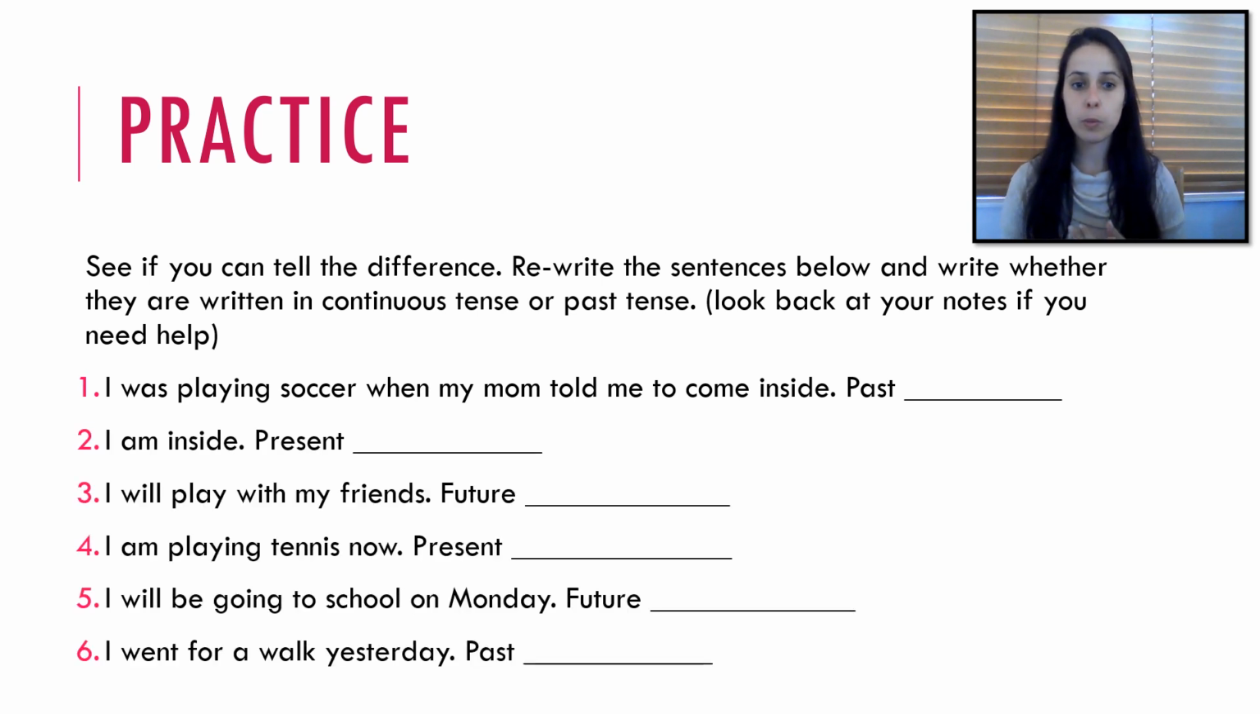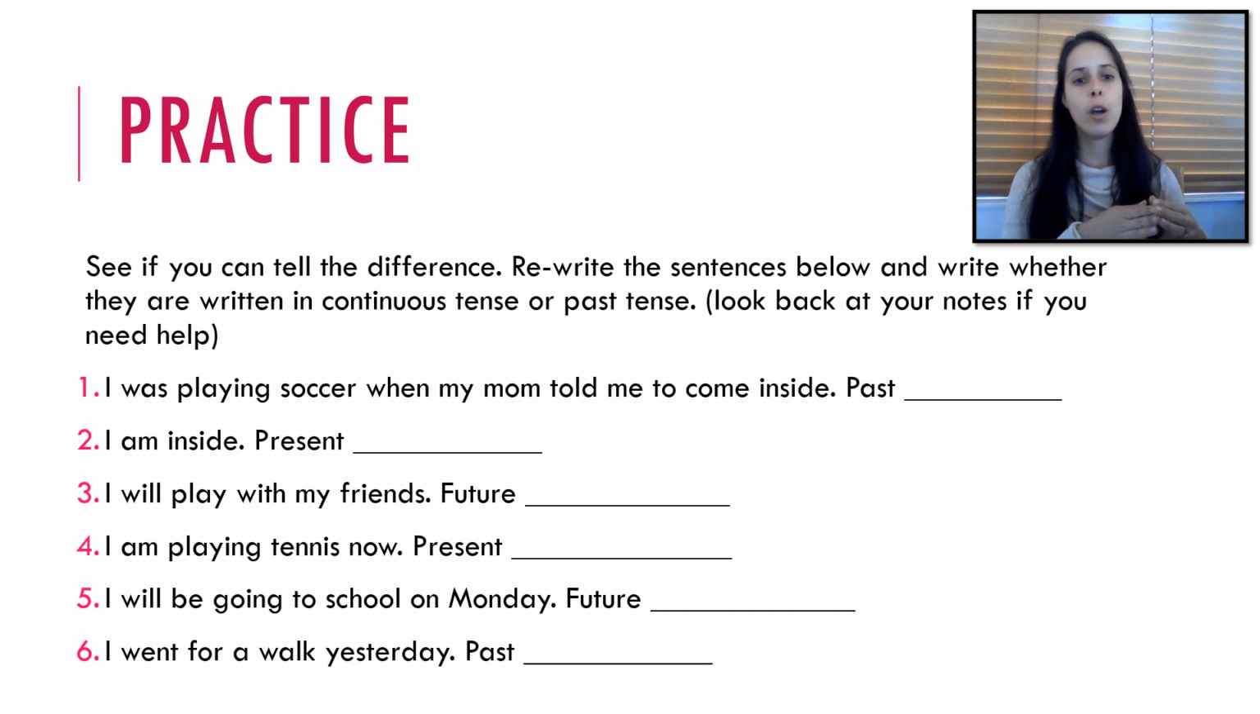Rewrite the sentences below, which means you're rewriting the whole sentence, please, not just the answers. Rewrite the sentences below and write whether they are written in continuous tense or simple tense. Look back at your notes if you need help. So I've told you the tense that these sentences are in, for example, past, present, or future, but you need to tell me whether it is simple or continuous. And the reason I'm making you write out these sentences again is because as you write them, you become aware of your auxiliary verbs and your doing verbs that you are using, as well as the structure of the sentence, and that will help remind your brain what the difference is when looking at simple tense and continuous tense.